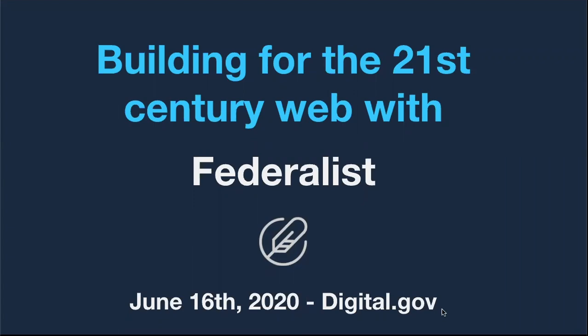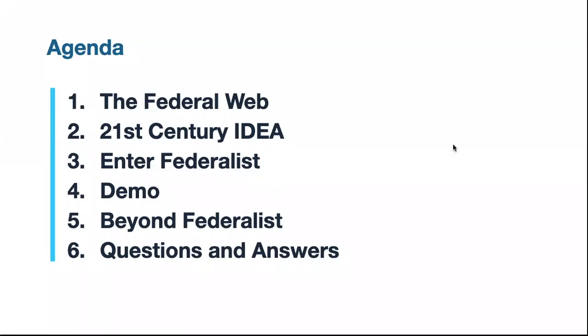Okay, so we're going to talk a little bit about the web in general and the troubles that we have in building federal information systems to serve the public. We'll talk a little about some of the more recent things that have happened with the 21st Century IDEA. And we'll talk a little bit about Federalist. We'll do a quick demo and where you can go from there. And we'll hopefully have a lot of time for questions and answers, and I hope to get to all of those if we can.